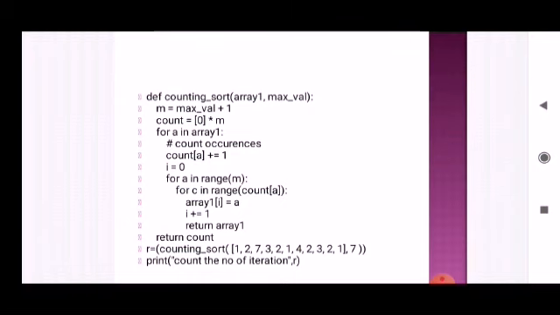i is equal to 0. For a in range M, for c in range of count of a, array of i is a, and i is equal to i plus 1. Return a and return count. Now here we are passing my array and printing the number of iterations. This is about how to count the number of iterations in a Python program.